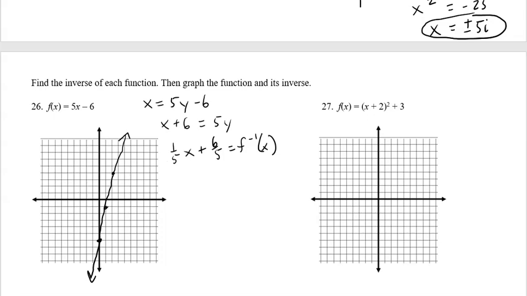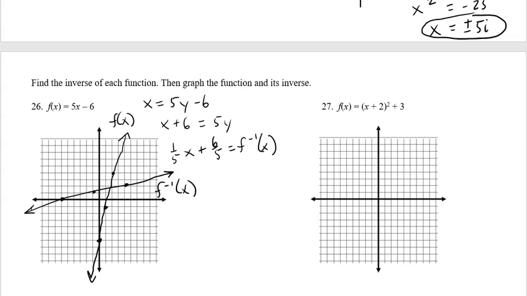And to get the graph of the inverse, you could graph the inverse function that we came up with, or you could switch the ordered pairs on this. So for example, this is 0, -6, so you can plot -6, 0. This is 1, -1, so you can plot -1, 1. This is 2, 4, so you can plot 4, 2. And this line, I'll just label them. This is f of x. This is the inverse of f of x.